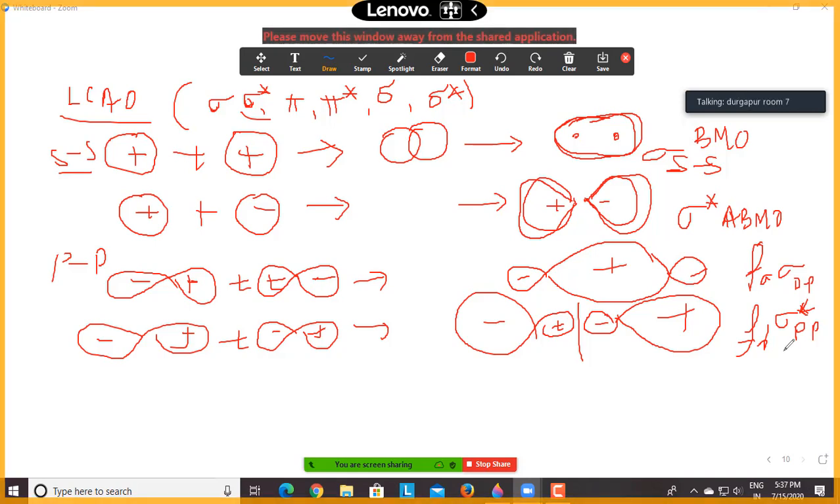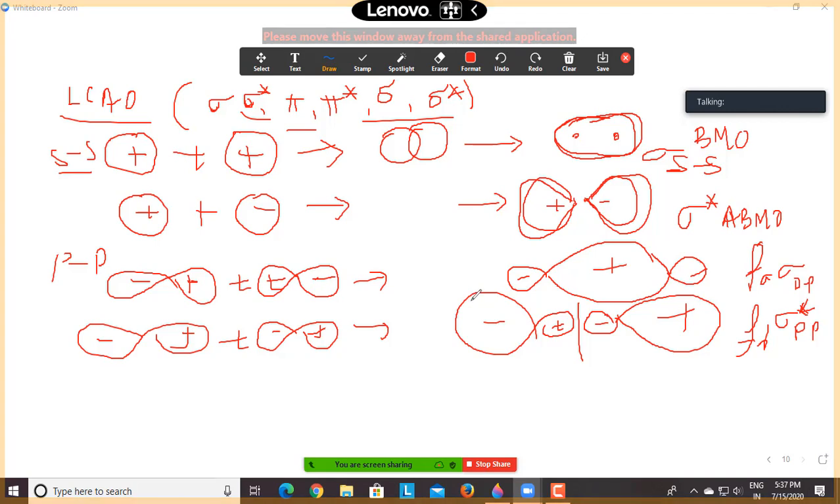So next further I'll discuss in the next class. Okay. So next class I'll tell you how pi bonds are formed, how delta bonds are formed, due to different types of overlapping. From this overlapping, in 2017 there was a question. Okay. JEE Advanced.